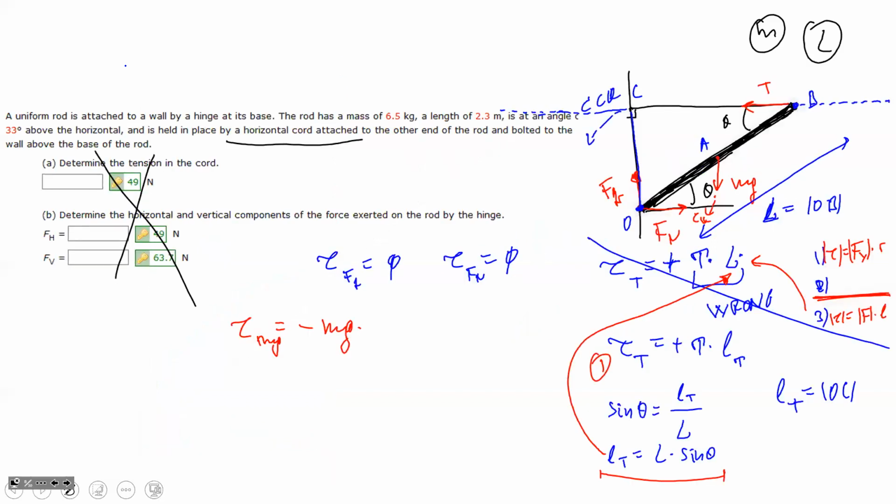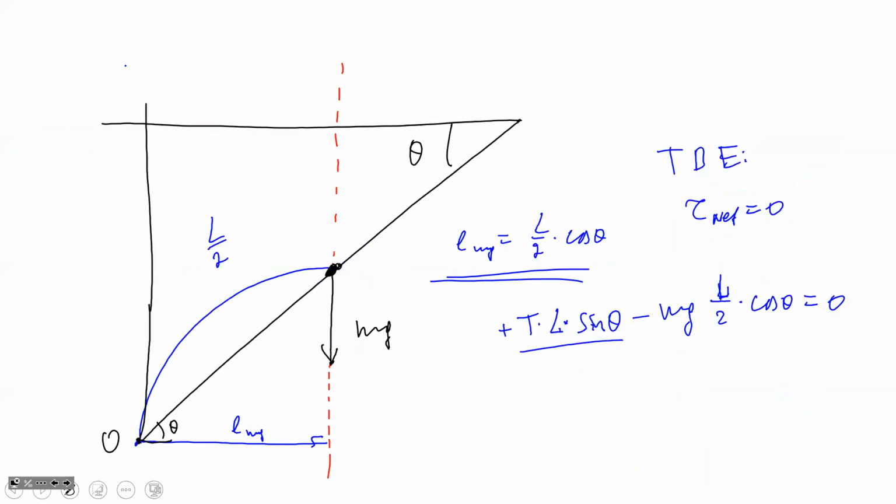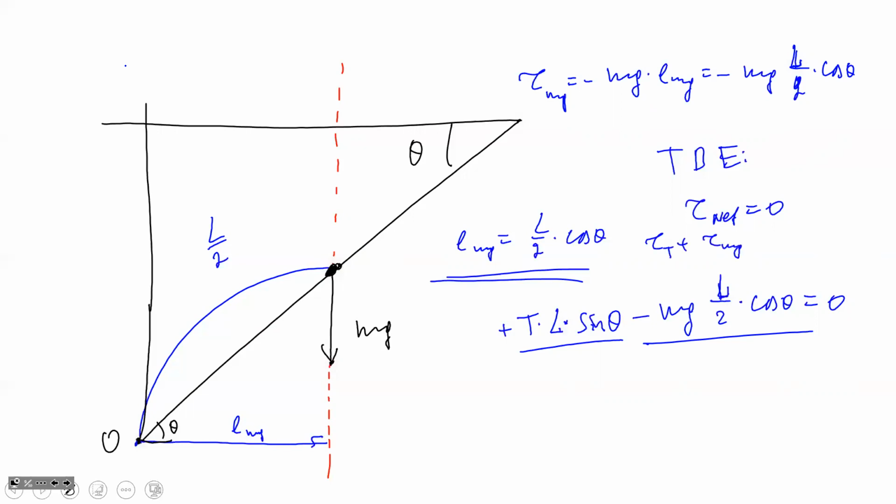So this is the torque number 1 for the tension equals force of tension times length times sine of theta. Okay. And I didn't write it. This is the torque number 2. It's negative. It equals magnitude of a force times the lever arm, which is a half of the length times cosine theta. And torque of tension plus torque of gravity equals 0. And this is it. This is your equation.